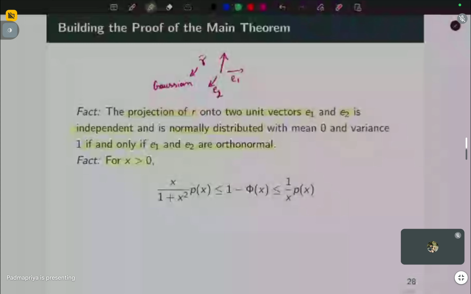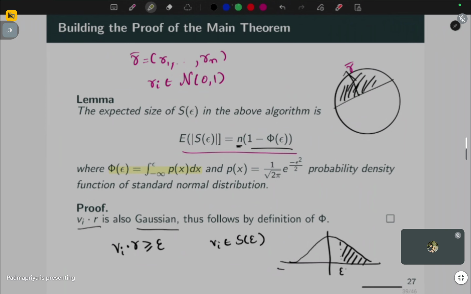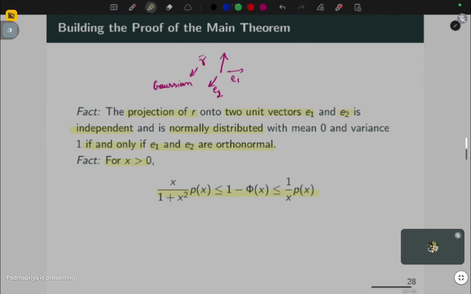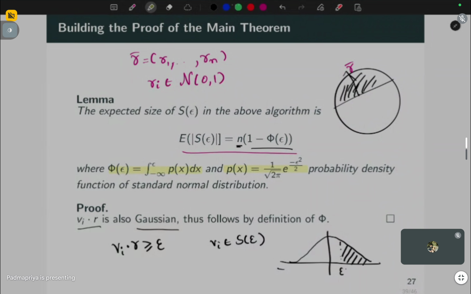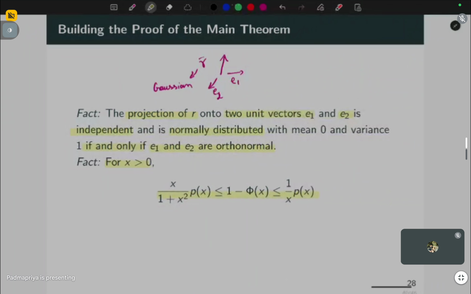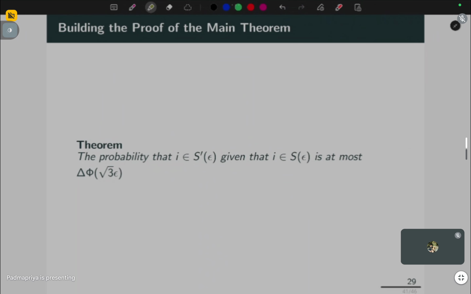Another fact is, for any x greater than 0, this is going to be true. Basically, this 1 minus phi of x, where phi is this function, is going to lie between these two values, x by 1 plus x squared, p of x. P of x is the probability density function of the standard normal. You can prove this with some differentiation of this function and rearrangement. Given these two facts, we'll now go to proving another theorem.